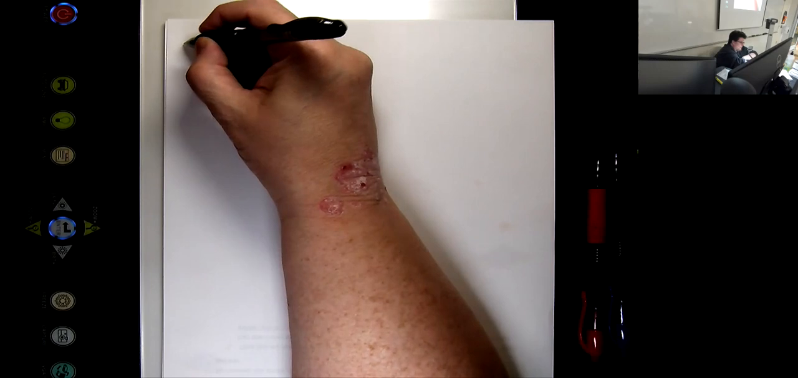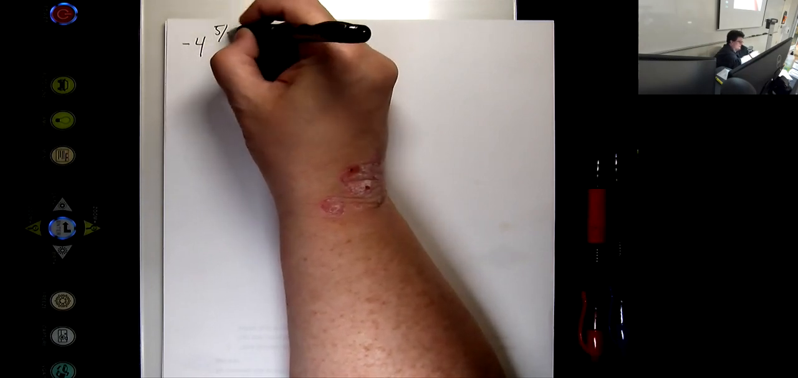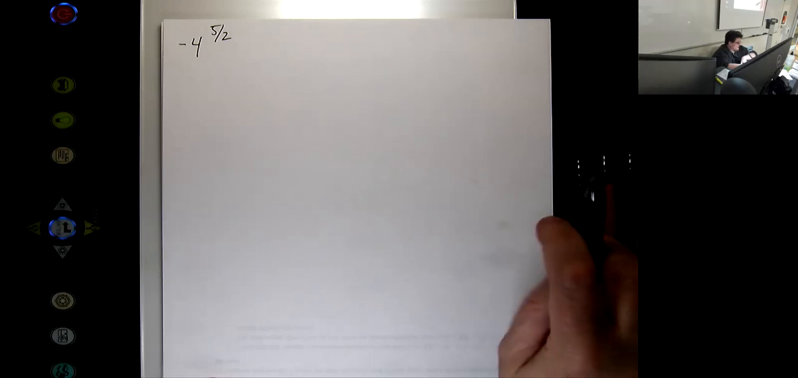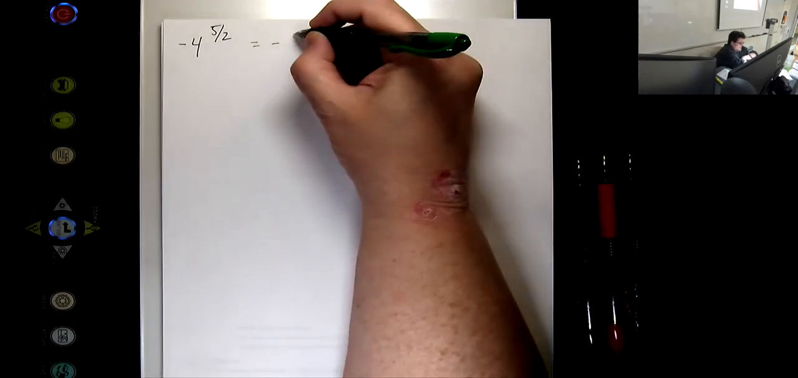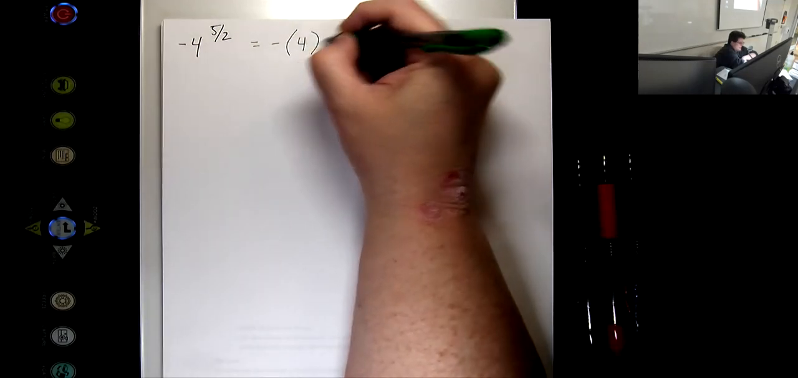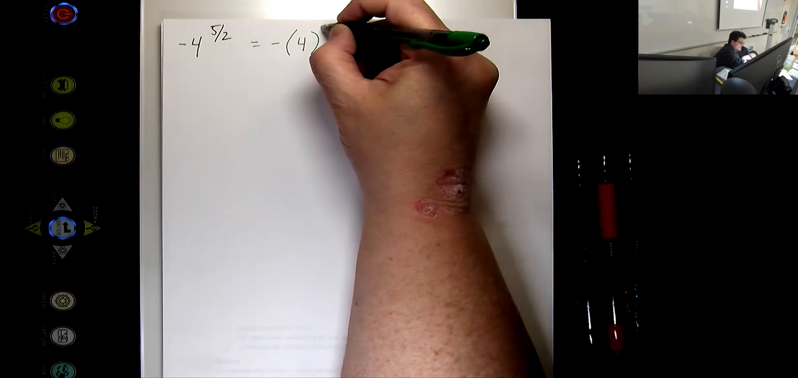Let's kick this up a notch. I've got negative 4 to the 5/2. Anytime you see a negative sign with the exponent, if the negative sign isn't inside parentheses, it's not part of the thing to the exponent. This is the same thing as negative and then 4 to the 5/2 like that.